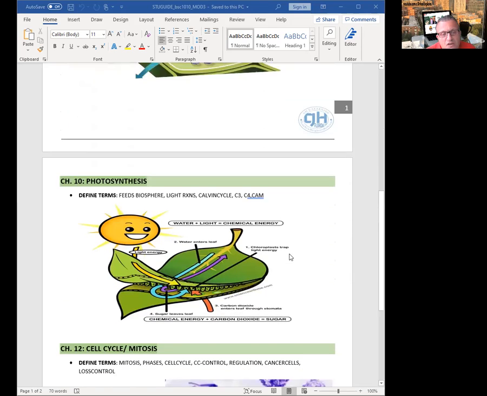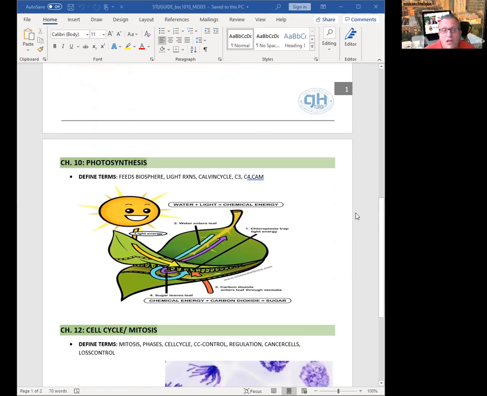Chapter 10 is photosynthesis, which is related to chapter 9 in that they use each other's products as reactants. So photosynthesis and cellular respiration are linked to each other, right? We already know that. Photosynthesis, on the other side, uses light, sunlight in this case, as an energy source, and everything is linked to light, right?